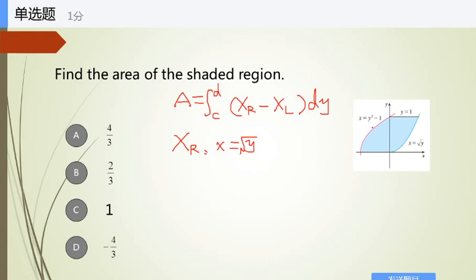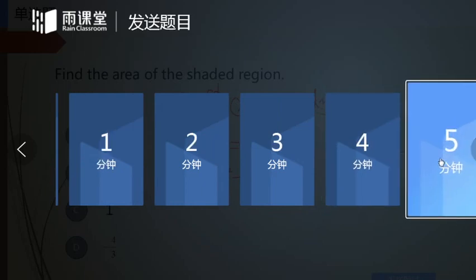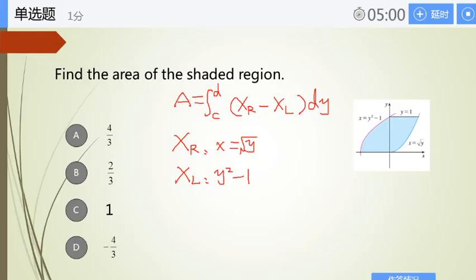And then the left function curve will be y squared minus 1. Here we should use y because it's easy to figure out the lower and upper limits for y. It's from 0 to 1. I'm going to send this one as a quiz for 5 minutes, and I can extend it for another 5 minutes. So let's try the quiz.